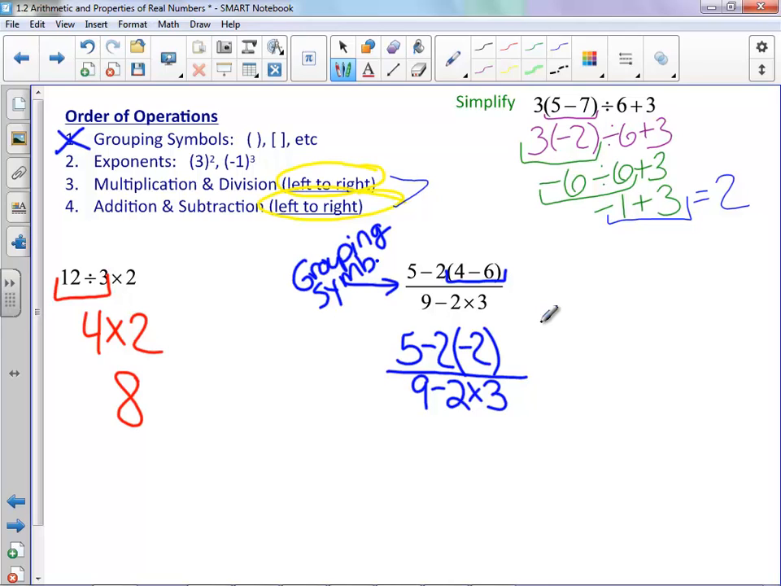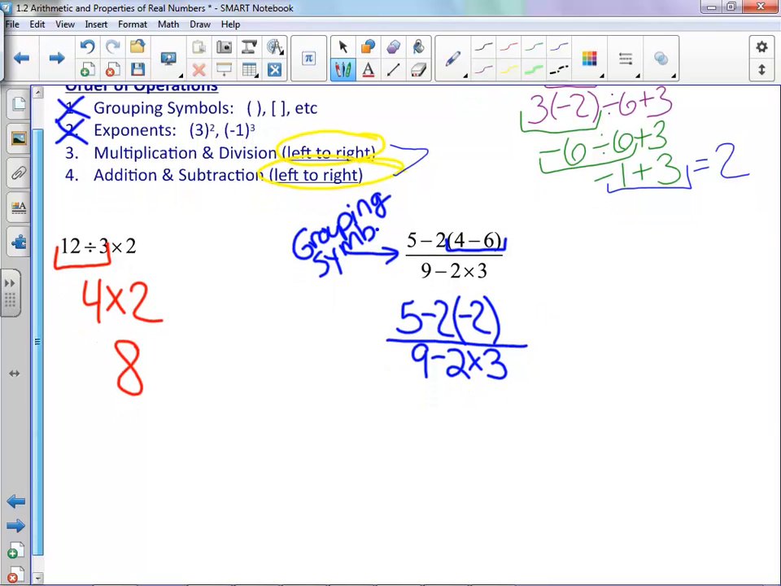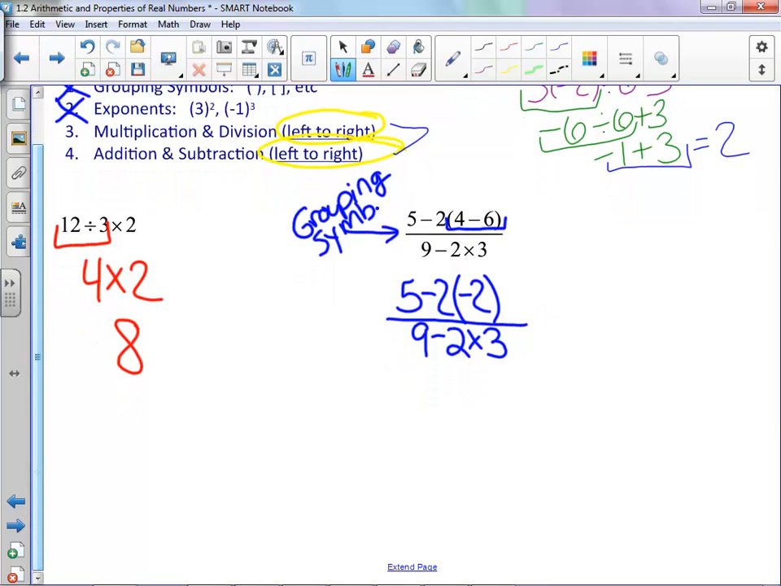So grouping symbols done. Once again, no exponents. Multiplication. Now let's look. Going left to right in our numerator, we'll have 5 minus, and then 2 times negative 2 is negative 4. In our denominator, we'll have 2 times 3, so we'll have 9 minus 6. So multiplication and division is done now.